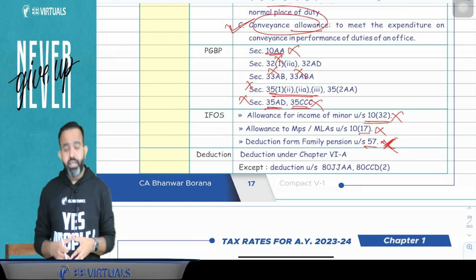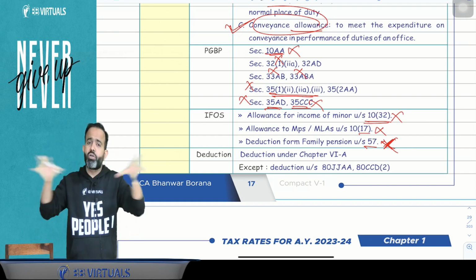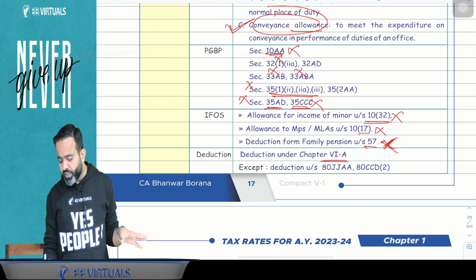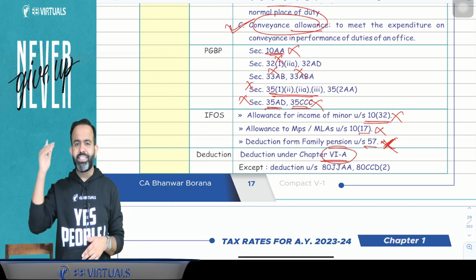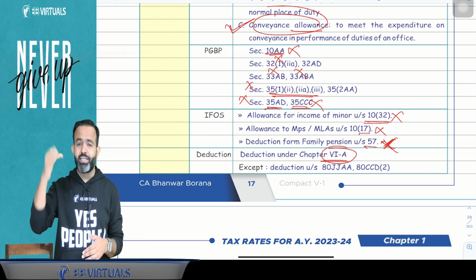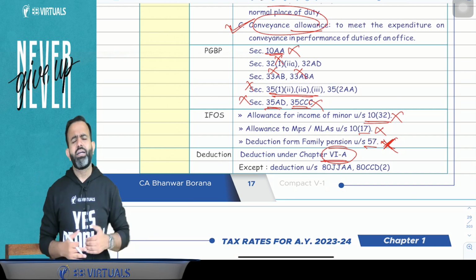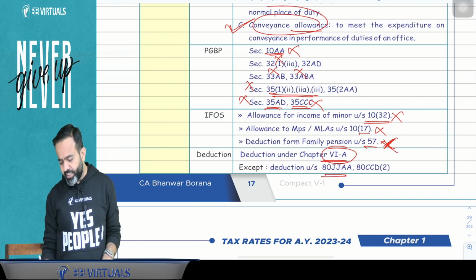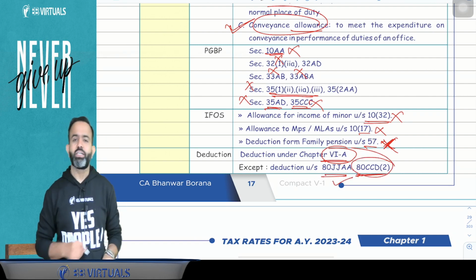Now, one more point is that deduction under chapter 6A is not allowed. Any deduction under chapter 6A is not allowed, like 80C, 80D, 80DD, 80TTA, 80TTB, 80G, 80GGC. Any deduction under chapter 6A is not allowed. But there are two exceptions. One is 80JJAA, which is allowed, and 80CCD(2) is allowed.